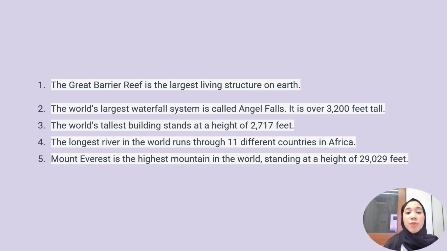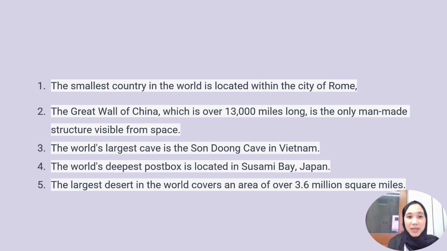Okay, so here's one more exercise that you can try on your own. Let's just try to do number 1 together. The Great Barrier Reef is the largest living structure on Earth. So for the first sentence, the subject is the Great Barrier Reef. Is the largest living structure on Earth is the predicate. Here's one more exercise that you can try on your own. I hope you're able to do this one.